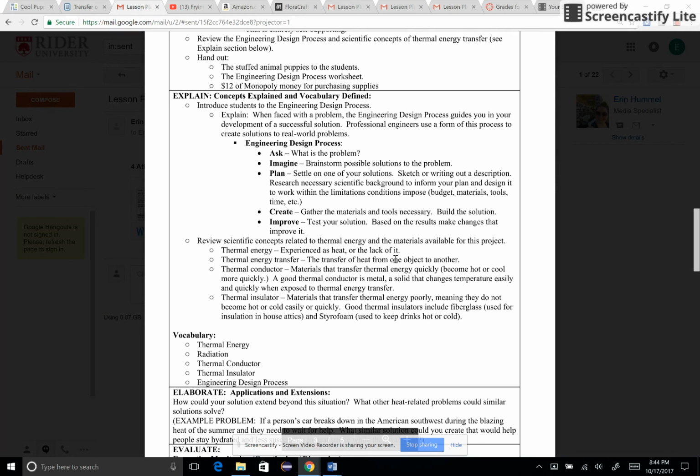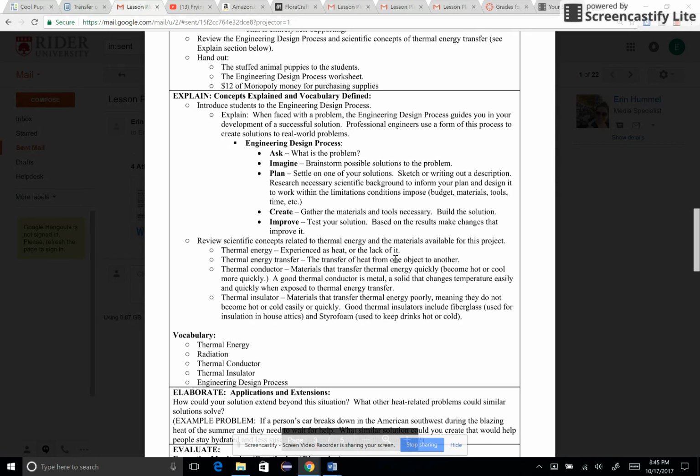So before the students actually do that, we would review a few more scientific concepts related to thermal energy and the materials that they'll be using with the project. So we've already talked about thermal energy, which is experienced as heat when thermal energy is transferred from one object to another. One object is making another one hotter. In this situation, the sun is making the earth and the air and can make materials like the leather in a car that we talked about, like a chocolate bar sitting in a car, like metal on the surface of a car, a lot hotter.